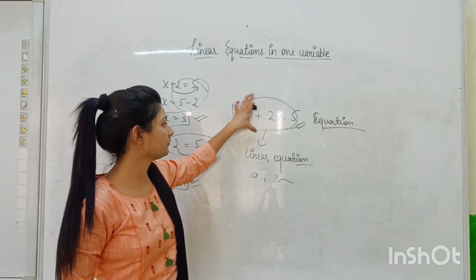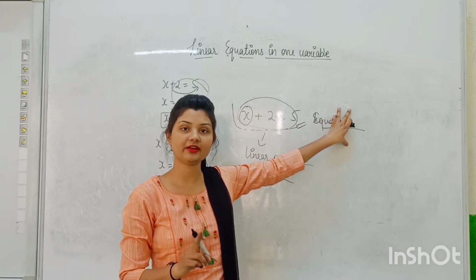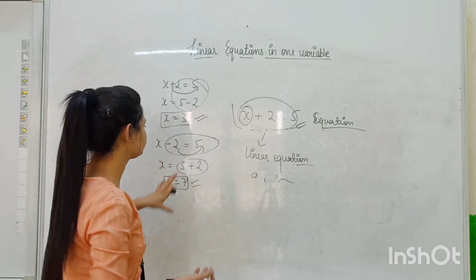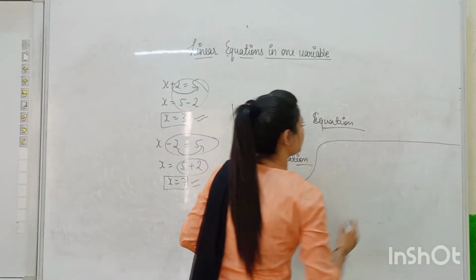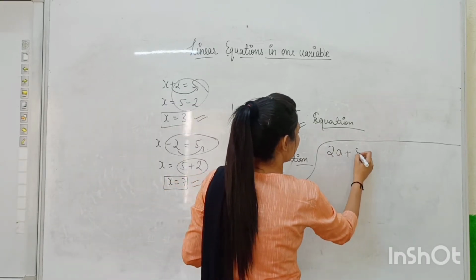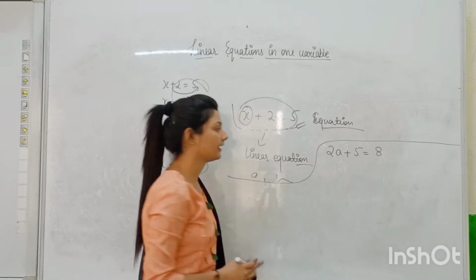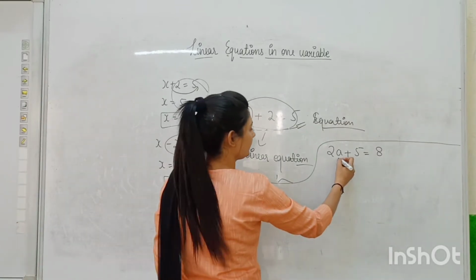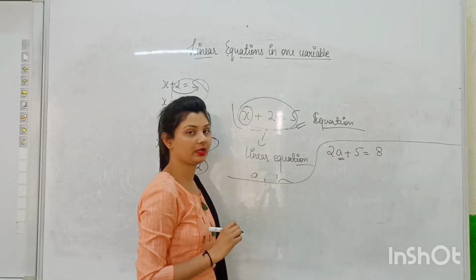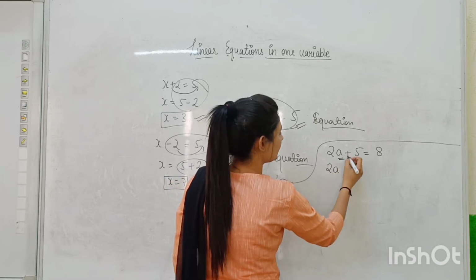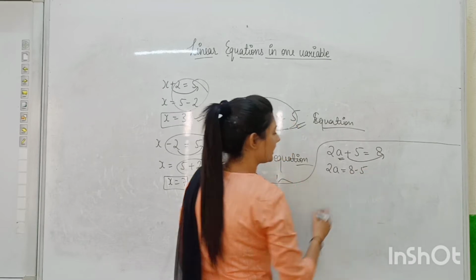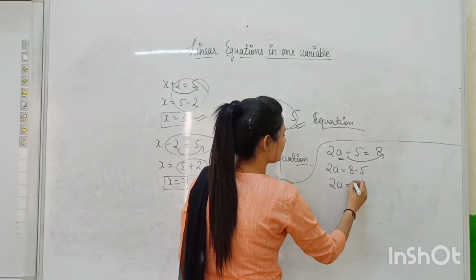So in this chapter we will use the equations which have only one variable, either x, y, z, a, b, c, anything. One more example of linear equation in one variable. Suppose I am writing 2a plus 5 is equals to 8. Here also I have used one variable, which is a. Now if I have to find the value of this variable, it will be 2a equals to... this plus 5 will go in the right hand side and it will become minus, that is 8 minus 5. So 2a is equals to 3.